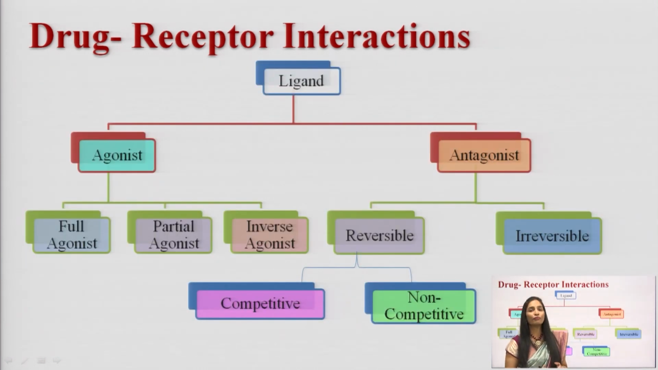Now we will see the drug receptor interactions. The drug receptor interactions are classified into agonist and antagonist, and agonist drugs are further classified into full agonist, partial agonist, and inverse agonist. And what about antagonists? Antagonist drugs are classified into reversible and irreversible. Reversible in turn is further classified into competitive and non-competitive.